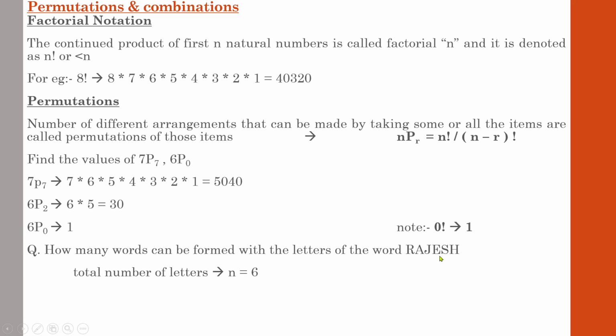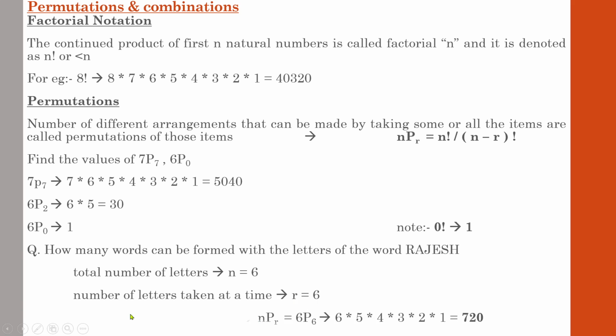1 2 3 4 5 6. Here there is no mention of how many items can be taken, so we can assume that all the letters can be taken at a time, so r is 6. Therefore the number of arrangements that can be made, which means the permutation, is nPr equal to 6P6. See, 6 into, from 6 all the numbers that are preceding this 6 can be taken, so 6 into 5 into 4 into 3 into 2 into 1, 720.